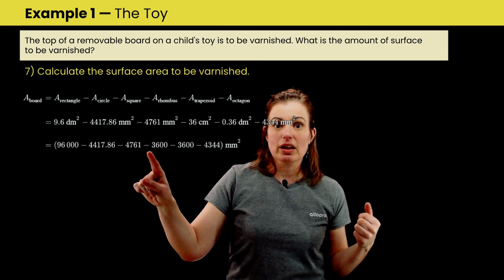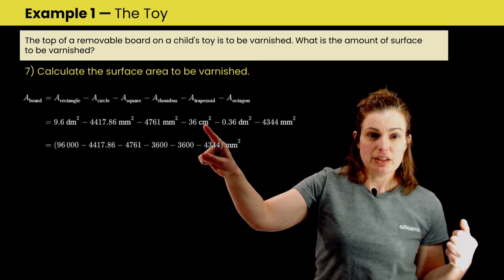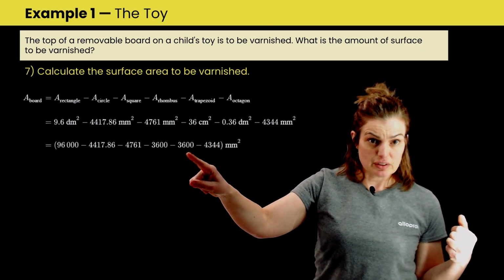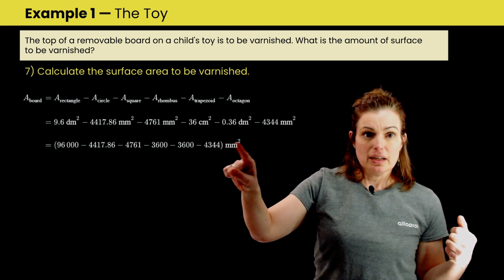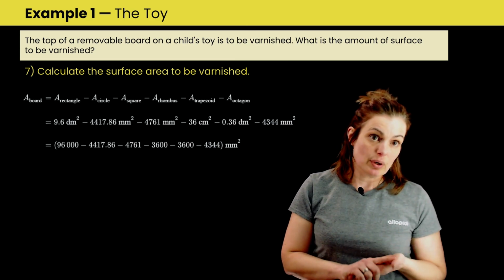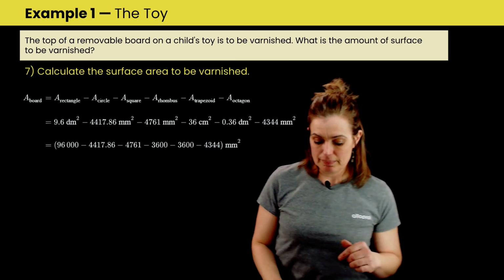And then I'm going to subtract 3,600 here, which is centimeters squared into millimeters squared. And then I'm going to subtract another 3,600, which is decimeters squared into millimeters squared. And then my final subtraction of 4,344, which was in millimeters squared, so that stays the same.